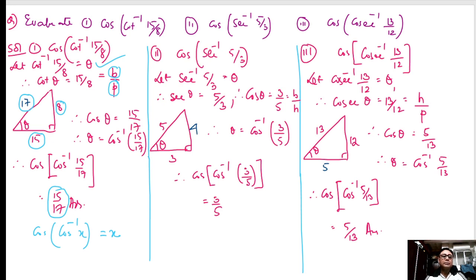Next, cos of sec inverse 5 by 3. Again, same way, let sec inverse 5 by 3 be theta. So sec theta is 5 by 3. Sec theta is the opposite of cos theta, which is 3 by 5. So this 3 is my base, 5 is my hypotenuse, as you can see. So I can calculate the perpendicular, which is 4.